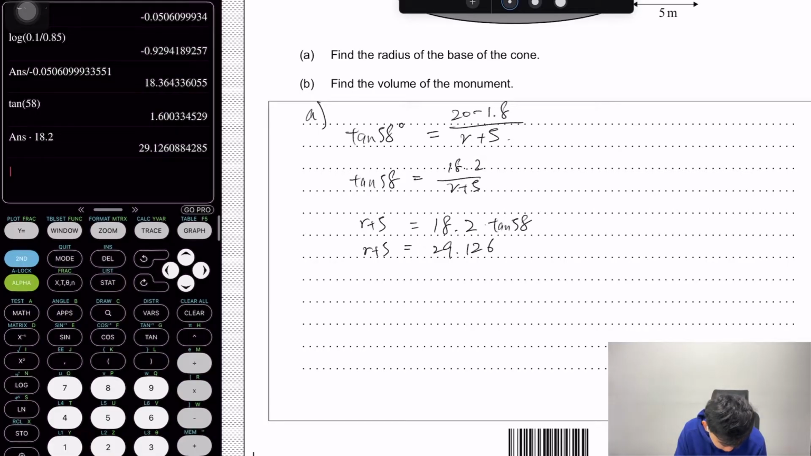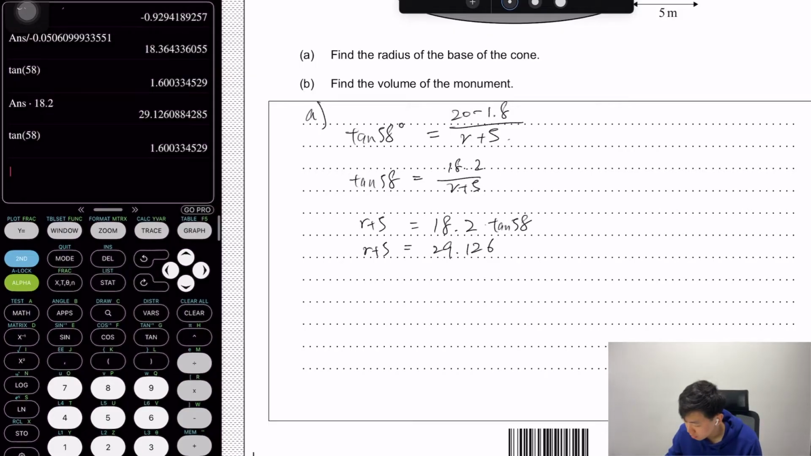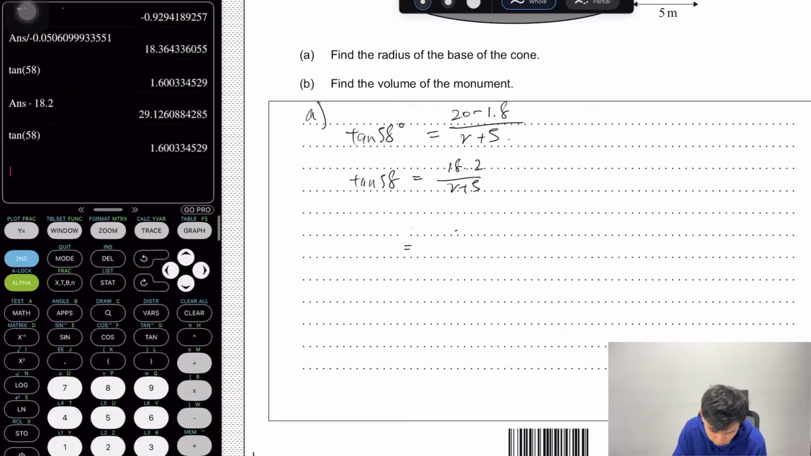Tangent 50. Okay. And then we're gonna times the 18.2. So after we write down tangent 58 equals to that, we're going to do a little bit of change of subject, which is r plus 5 equals to 18.2, and then divided by tangent 58 degrees.